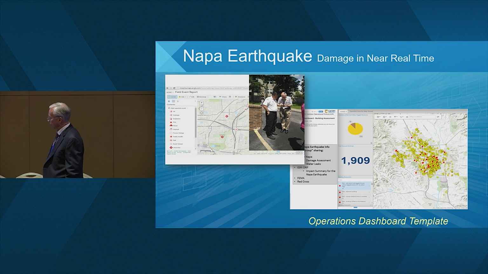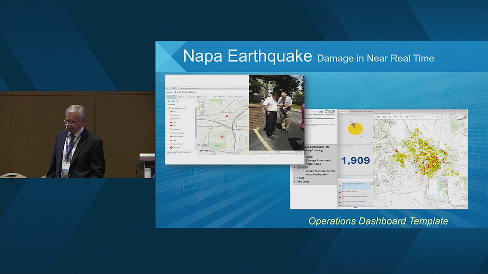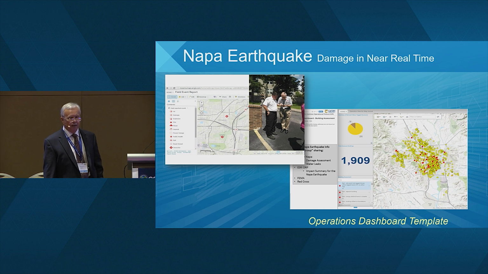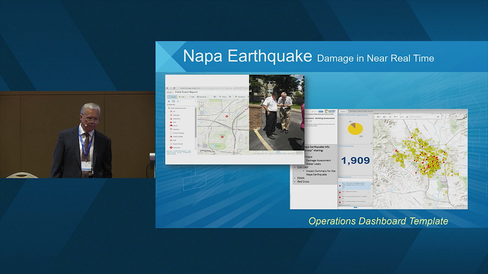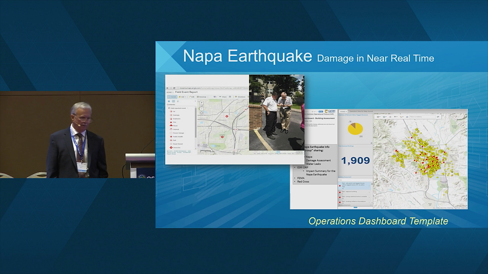We sent a couple people up to Napa. We put together a quick damage assessment app on Collector, provided a little bit of training, and real-time damage assessment was coming in quickly. The state of California had never seen that kind of speed to determine the emergency need for recovery.